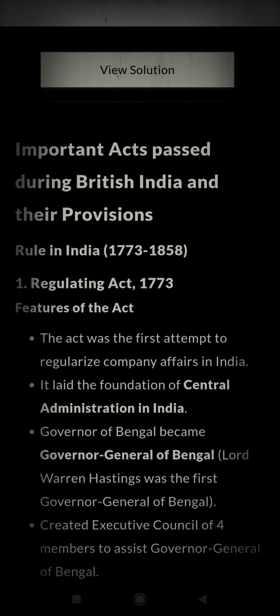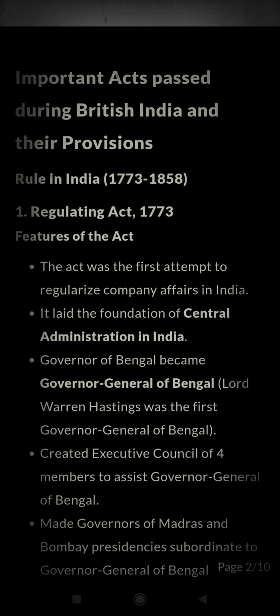This act is important because, firstly, it was the first step taken by the British government to control and regulate the affairs of the East India Company in India. Secondly, it recognized for the first time the political and administrative functions of the company. And thirdly, it laid the foundation of central administration in India. So let's start with the features of this act. This act was the first attempt to regularize the company's affairs in India.